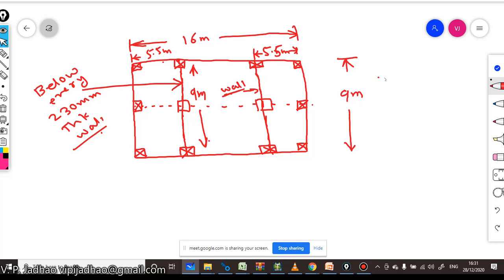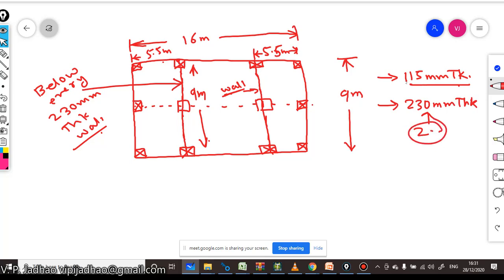Okay, we will be having two different types of thickness of walls. The first one is 115 mm thick, that is half brick wall, and the second type of brickwork is 230 mm thick, that is two brick wall. Generally the outside walls are 230 mm thick. So 230 mm walls are generally provided at the exterior of your building. Let us consider this is the exterior portion of your building.